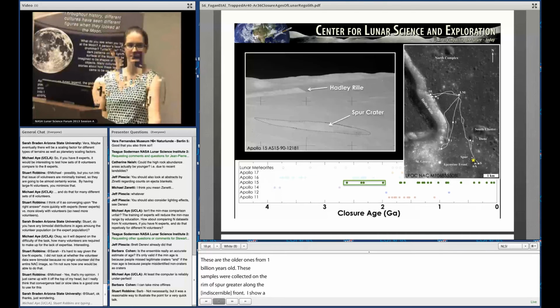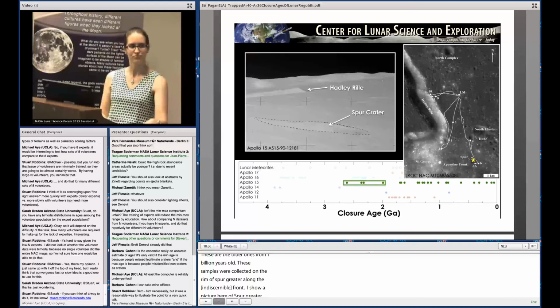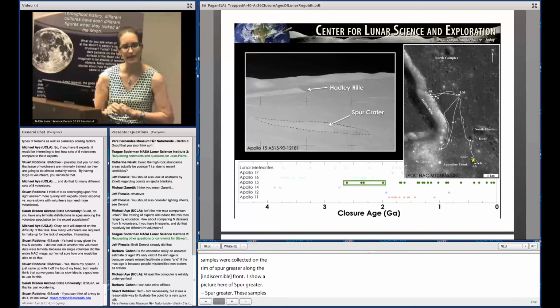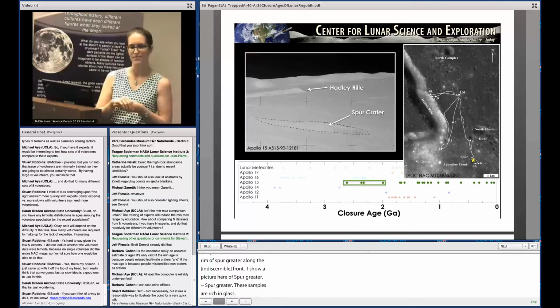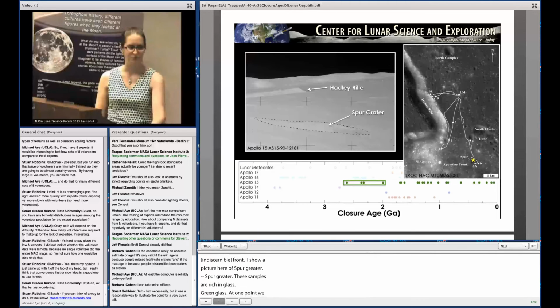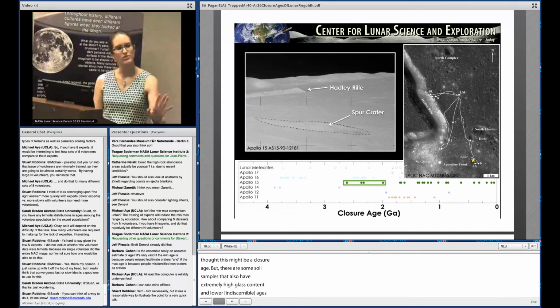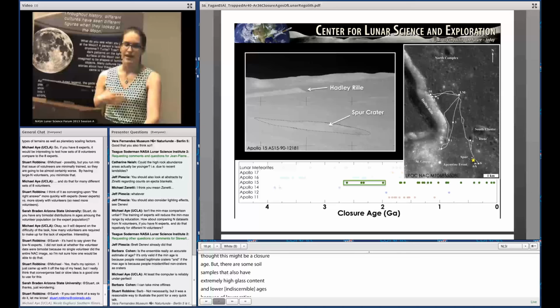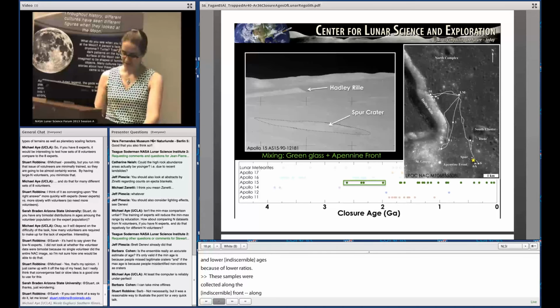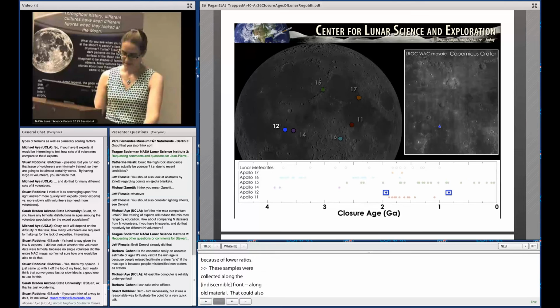One of the interesting things about these samples is that they are rich in green glass. At one point in time, we thought the green glass might be affecting the closure age and causing it to have this high ratio. But there are some soil samples that also have extremely high glass content that have lower closure ages because they have lower ratios. These samples also, though, were collected along the Apennine front, so along old material, and that could also be affecting this closure age. So this is likely a bit of a mixing effect.